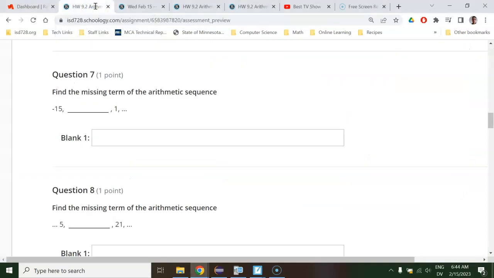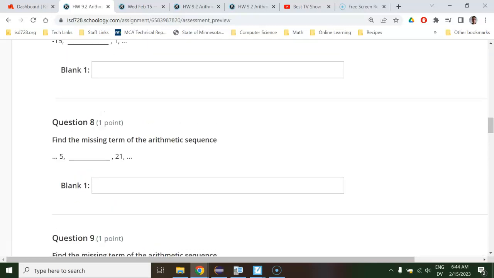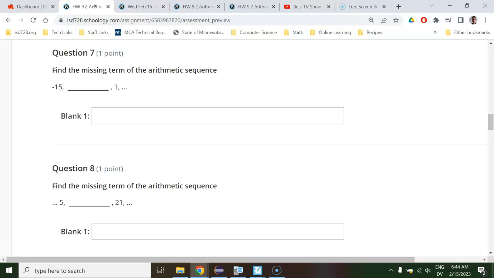Alright, in this video, this is homework 9.2, and I'm going to go over questions 7, 8, 9 here, and they're all really the same style of question, so once you get one, you might want to pause the video and try the other ones just to see if it's making sense. But I'll go over the solutions to all of them at some point.